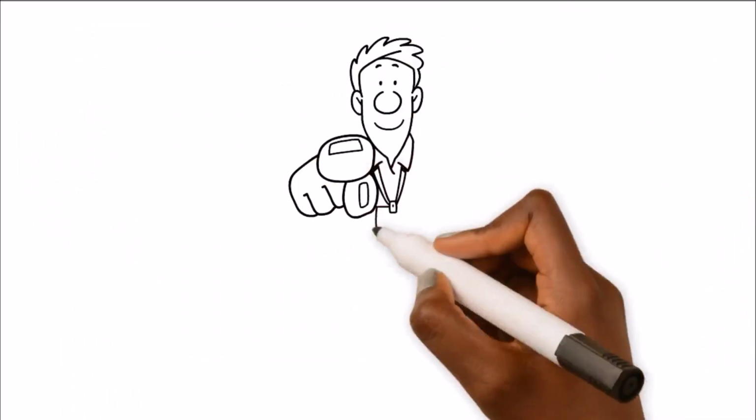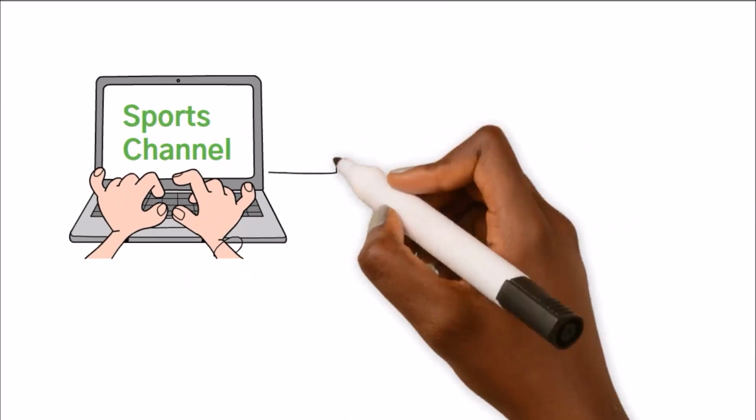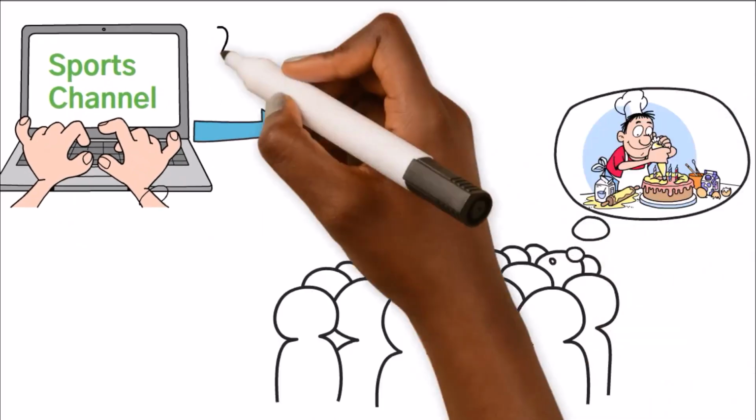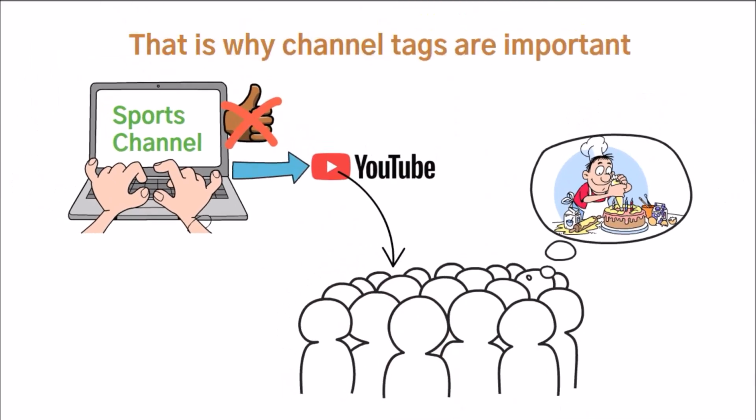But first, here's a quick question for you. If your channel is about sport and when you post a video, YouTube shows it to people who are interested in cooking, do you think your channel will be successful? Of course not. That is why channel tags are important.